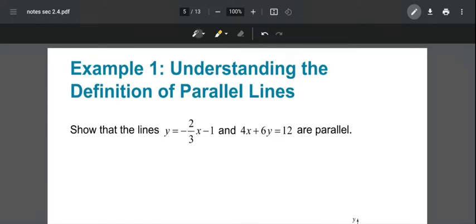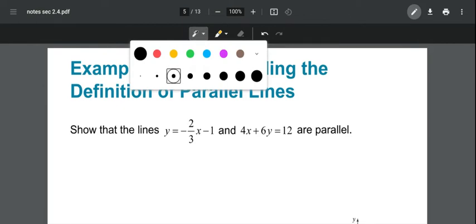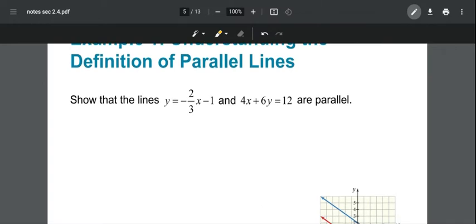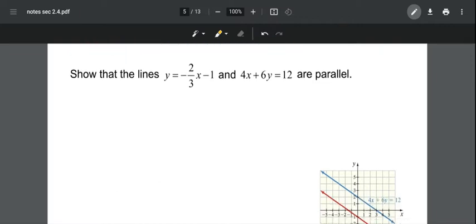So before we move on to the definition of perpendicular lines, first we're going to solve the first example. Show that the lines y equals negative 2 over 3x minus 1 and 4x plus 6y equals 12 are parallel. So what we need to do, we need to show that their slopes are the same.